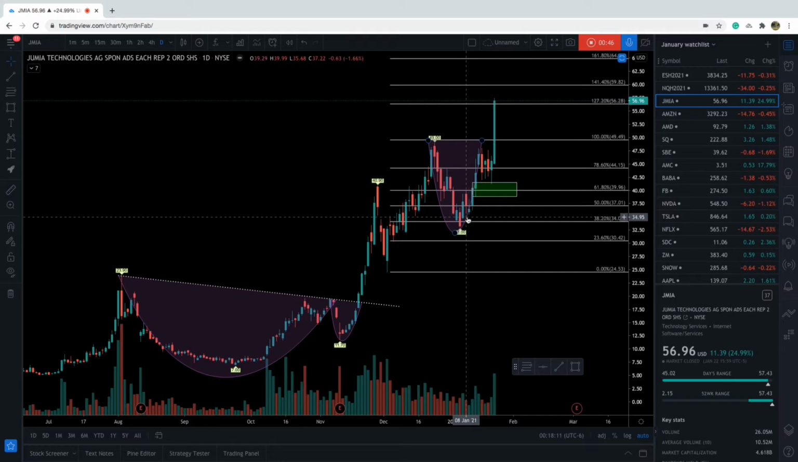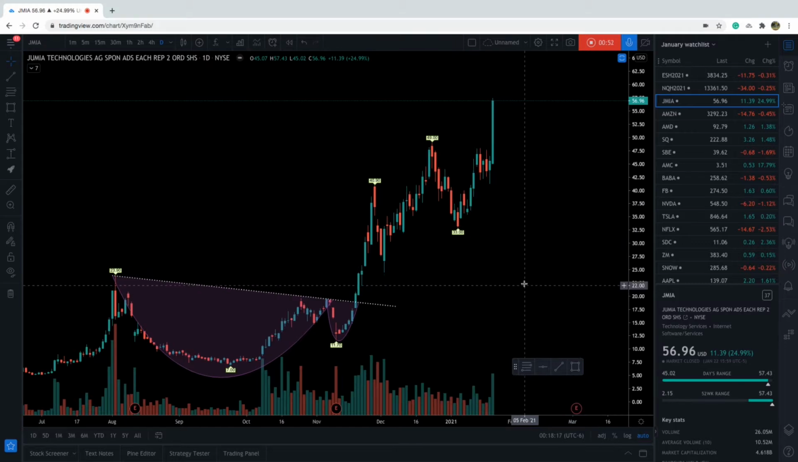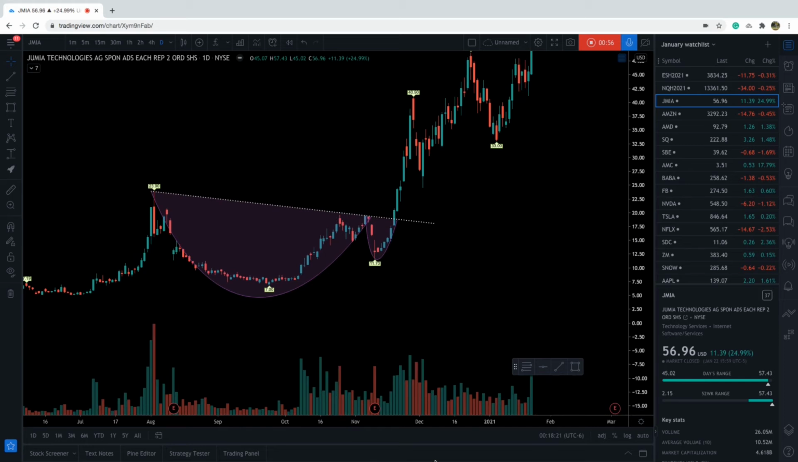I'll get rid of all this, and I'll talk about what I've seen in the beginning that really caught my eye. Back here, from pretty much August to November, we were forming a big cup and handle on JMIA, and we knew when we broke out of this resistance line that we would see a breakout.